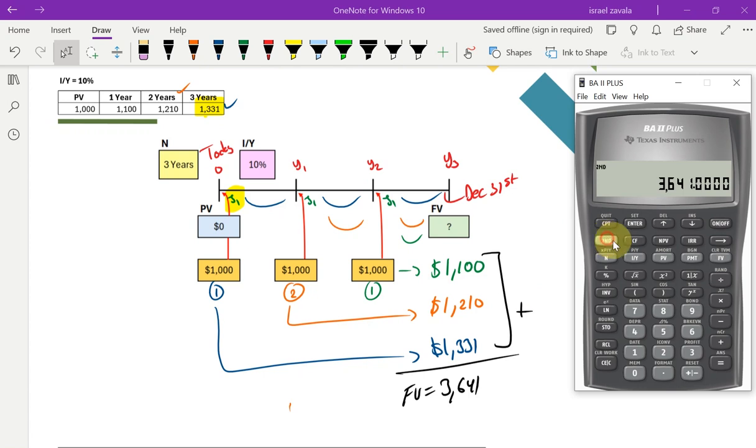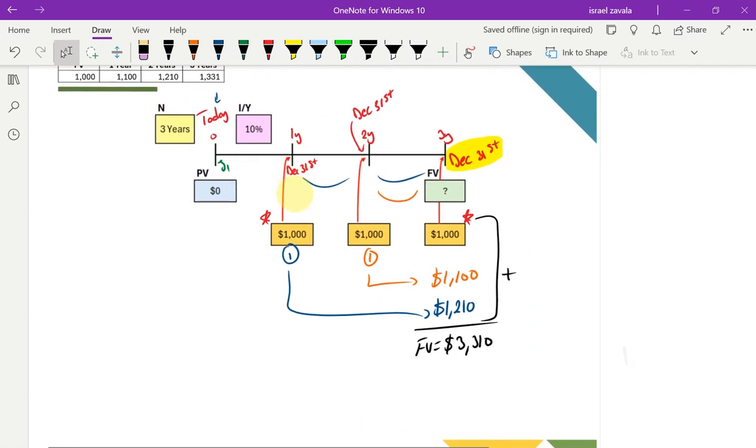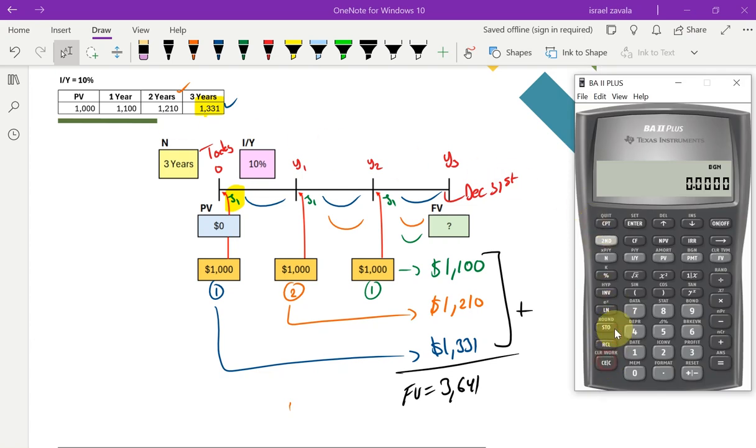Okay, so I'm going to second clear. Now, you got to be careful. These are all in begin mode. I have to change my setting here. Second begin, second set to begin mode. Everything else after that is the same. That tells the calculator, hey, we are not going to make payments at the end of the year on December 31st. We're going to make payments on January 1st of each year. Shift all of the payments a whole year from December 31st to January 1st, okay? All right. So everything else is the same.